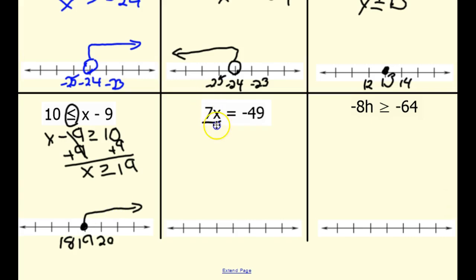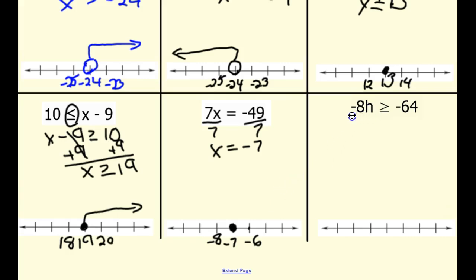Here we have to divide by 7 to get x by itself. Divide by 7. So x equals negative 49 divided by 7, which is negative 7. So our negative 7 goes here. This is now negative 6 and negative 8. It's equal to, so it's just one dot, no arrow.